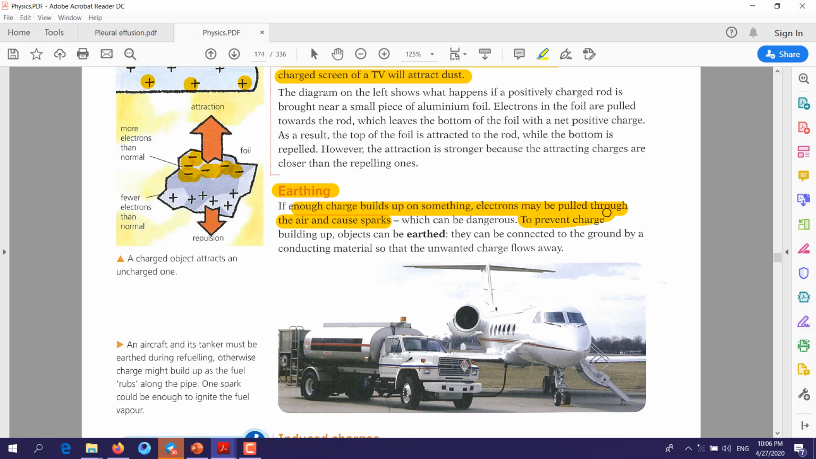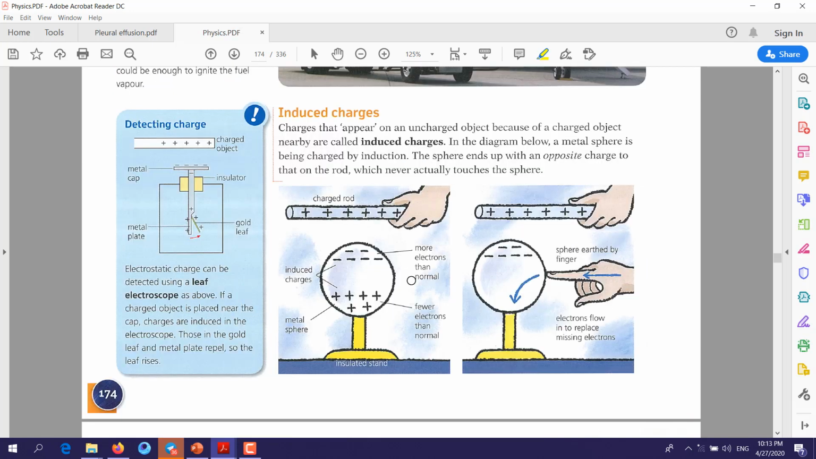So to prevent charge building up, objects can be earthed. What does that mean? They can be connected to the ground by a conducting material so that the unwanted charge floats away. The second kind of charge, we call it induced charges. Induced charges means making an object charged without touching it.